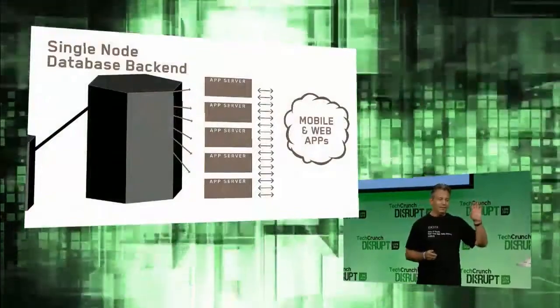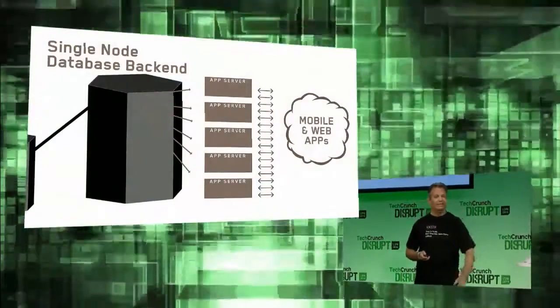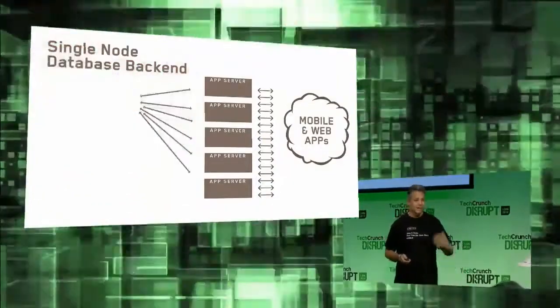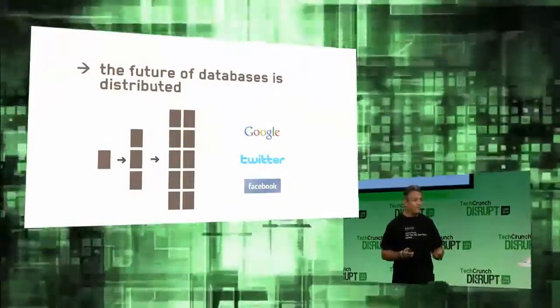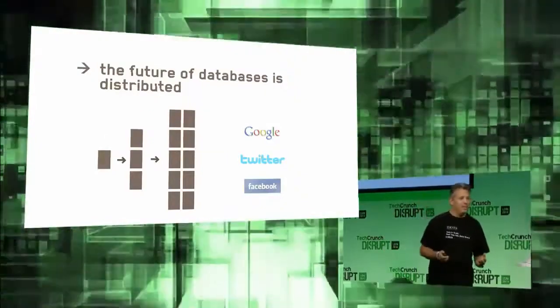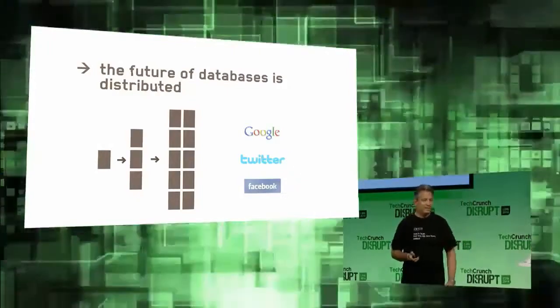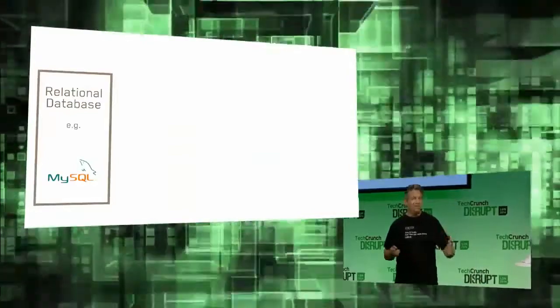You have this single node database in the back, and if you're really successful, this gets really big, and sometimes it also comes down. That's why the future of databases is distributed. It's really the only way you can build a scalable, reliable backend, just as the big successful web-scale companies do it. But building that, even today, is really hard.